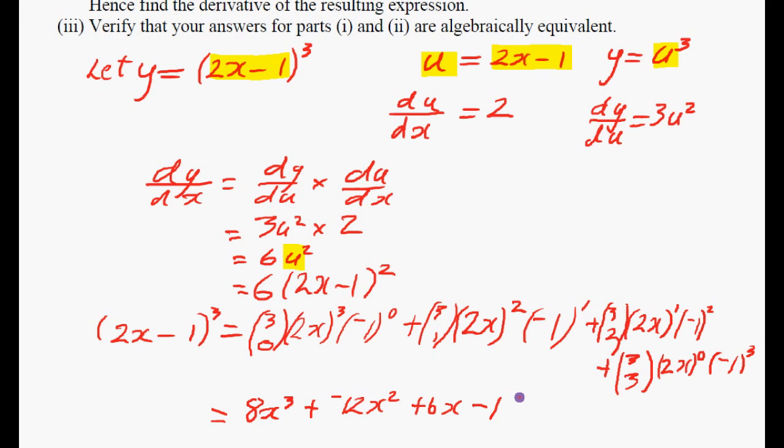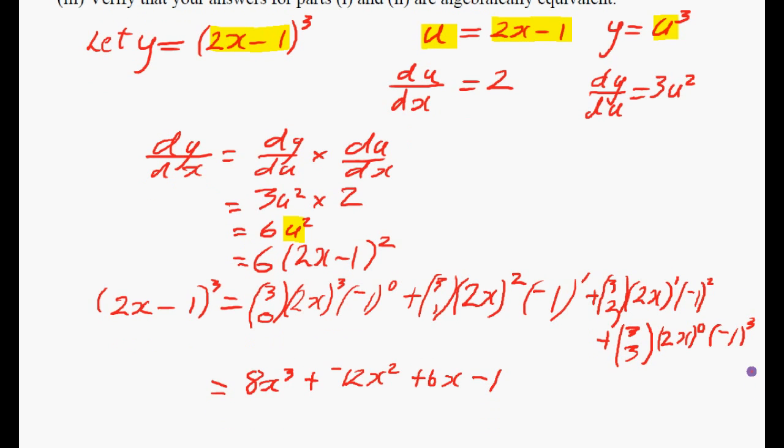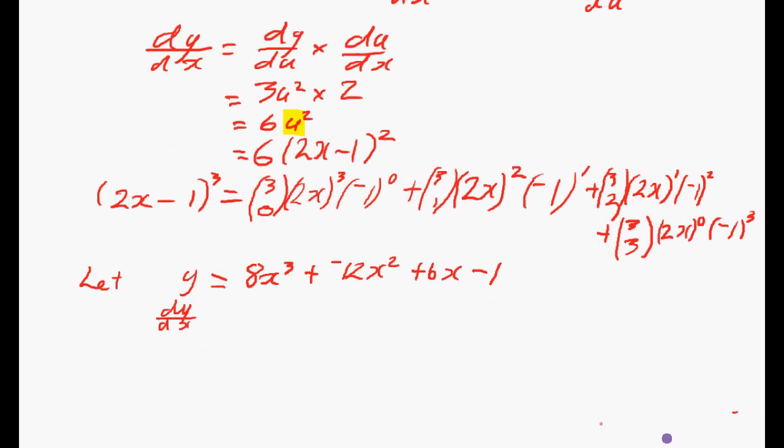Right, let's now differentiate this. Just going to have a bit more working space again. So therefore, if we differentiate this, let's just let y equal that. It makes life easy for the notation. So dy by dx will equal 8x cubed differentiated times by 3. 8 times 3 gives me 24x, take 1 off the power, squared.